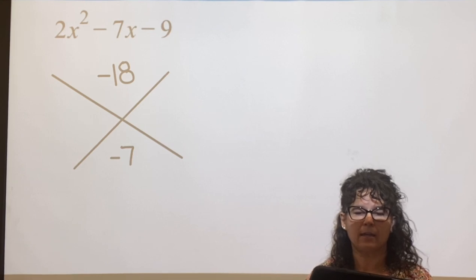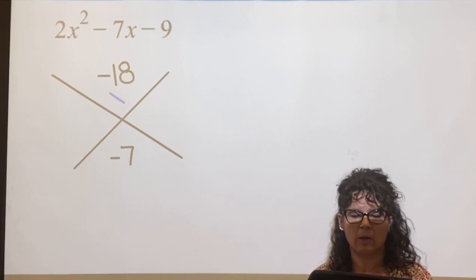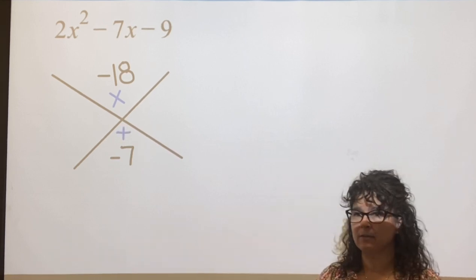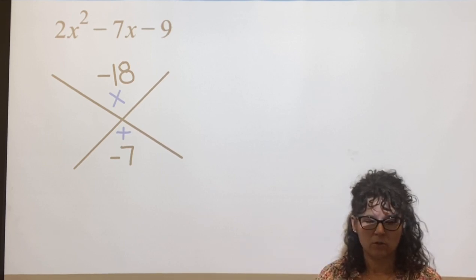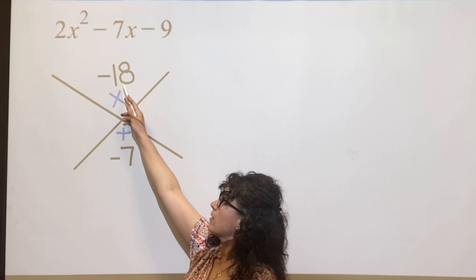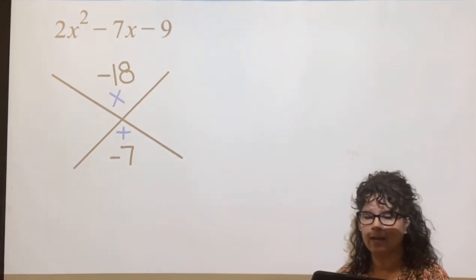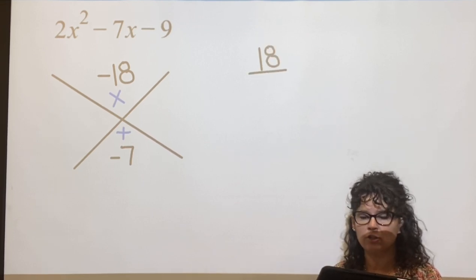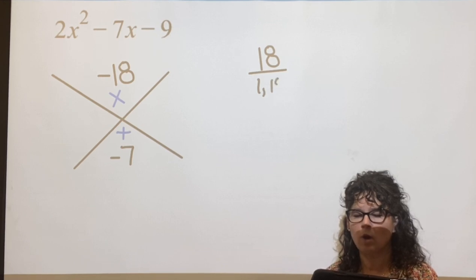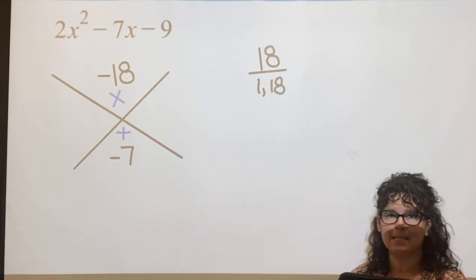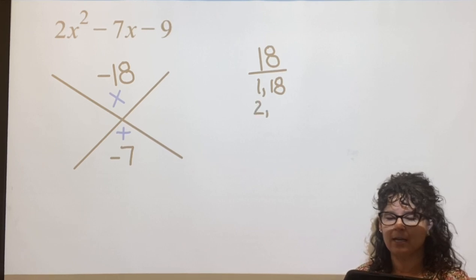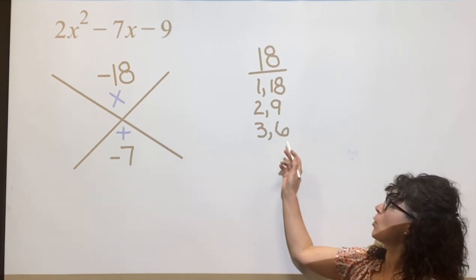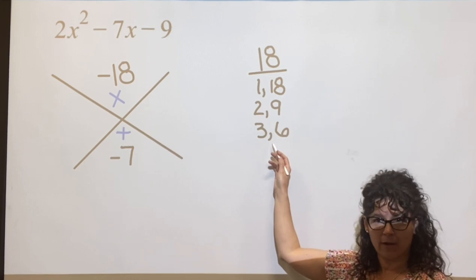And we would like to think of two numbers that when I multiply them, I get -18, but when I add them, I get -7. So often we're stuck, so we take the positive version of this off to the side to do a little bit of brainstorming. I'm gonna list all the factor pairs. So starting with 1 and the number itself, 1 times 18 is 18. Then 18 divided by 2 is 9. 18 divided by 3 is 6. 18 divided by 4 and 5 is a decimal.